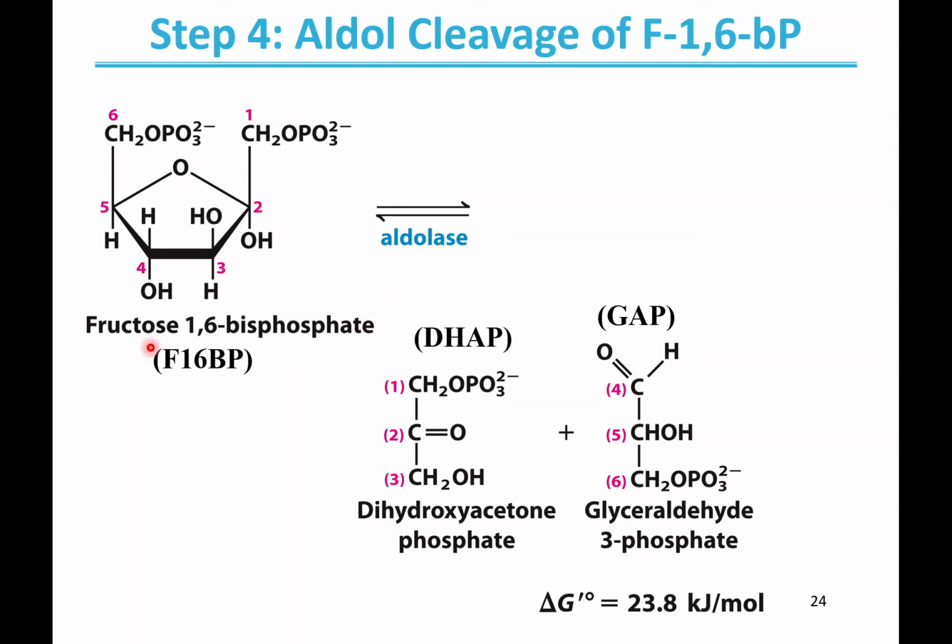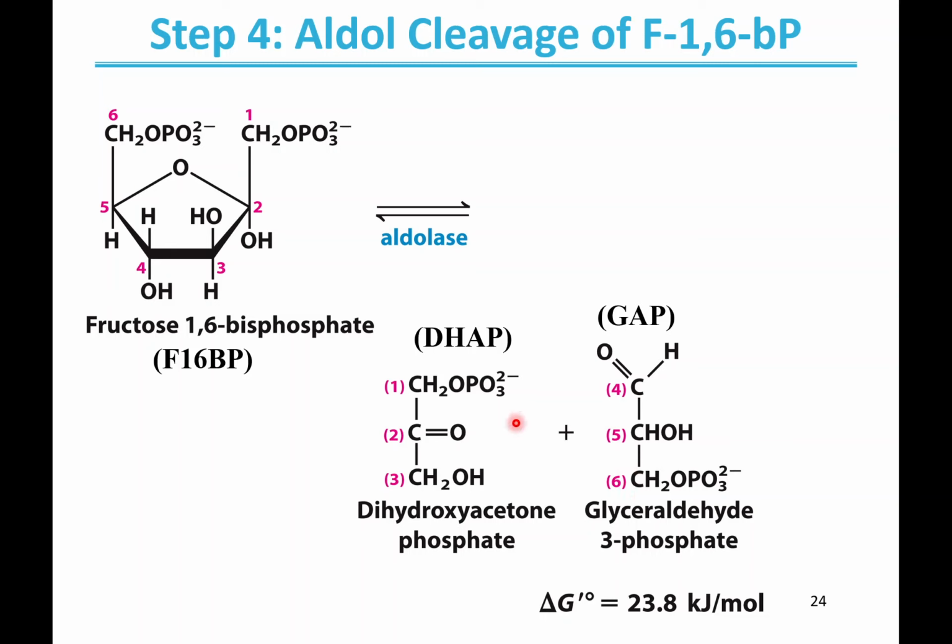Okay. So the reaction it catalyzes: fructose 1,6-bisphosphate, or F16BP, gets cut in half, and you're going to get two 3-carbon sugars. One of those is glyceraldehyde 3-phosphate, which is abbreviated as GAP, and that is shown here. It's an aldehyde, an aldose, and there are 3 carbons, and it's phosphorylated at that 3rd carbon.